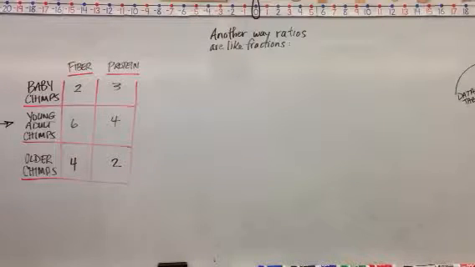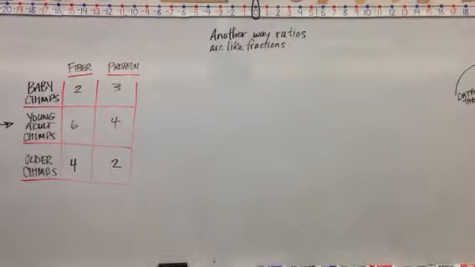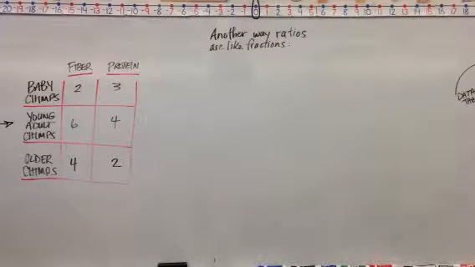What do you think, Leah? I said that Darla is correct because 6 to 4 can be simplified to 3 to 2 if you divide each number. 6 to 4 can be simplified to 3 to 2? Agree, disagree? Agree. Disagree. Disagree. Go ahead.